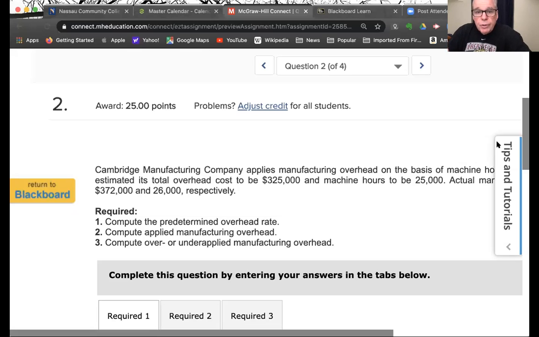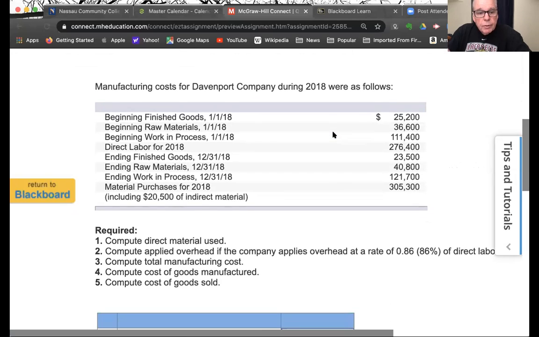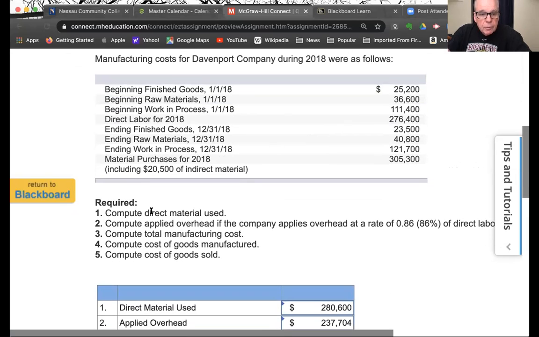Okay, so those are the first two problems. You can see they're somewhat related. And then we have to calculate the amount of direct materials that's used, the applied overhead, the total manufacturing cost. Now, some of these are things that we've already discussed in the prior chapter, right? So those terms should be somewhat familiar to you. But here's something new. Compute the cost of goods manufactured. So we're going to take a look at that. That's an important topic. And then compute cost of goods sold.